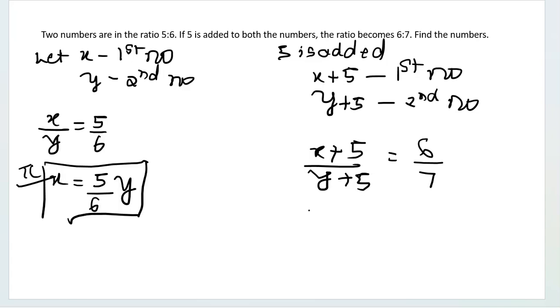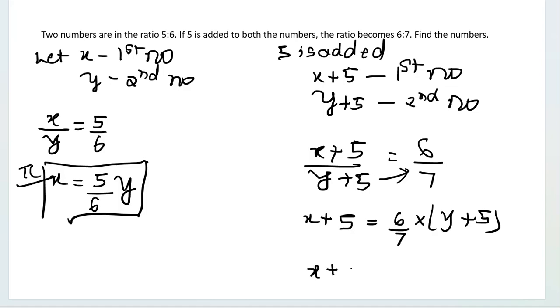So now we use the same idea. The base is shifted there and we have x plus 5 is equal to 6 upon 7 into y plus 5. So again we now open this up. x plus 5 is equal to... this 7, we shift this side, so it becomes 7 into x plus 5 is nothing but 6 into y plus 5.